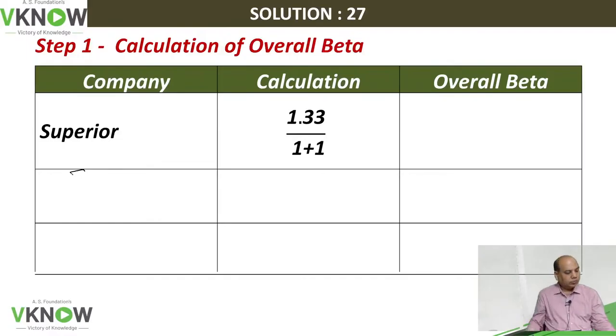Look at the equity beta of Superior. It is 1.33. I am not writing the formula; you can copy it from question 26. And the debt equity ratio is 50-50, so 1 plus 1. Tax rate is not there.